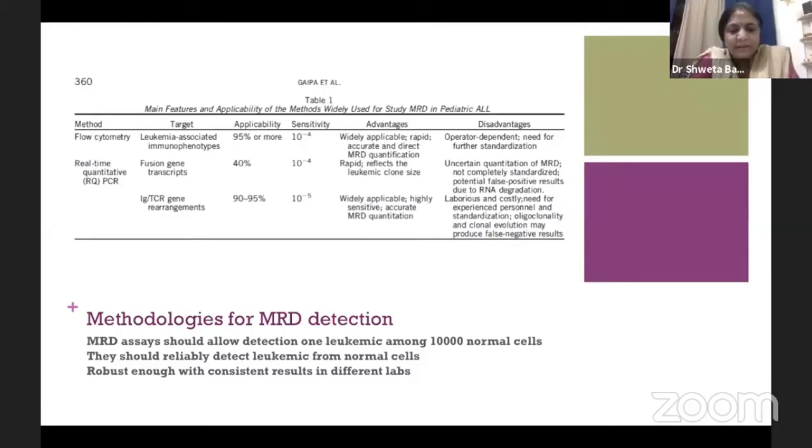So whenever we are doing MRD detection, the MRD assays should allow us to detect one leukemic cell among 1,000 normal cells. That is a prerequisite. They should reliably distinguish leukemic cells from normal cells, and they should be robust enough to give consistent results in different labs. This criterion is easily met in flow cytometry based MRD. Hence, it is commonly used now.